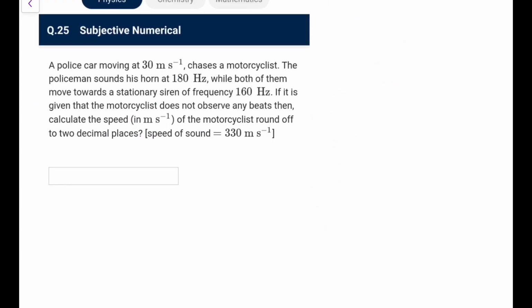Now the last one. A police car at 30 meters per second chases a cyclist, and sounds its horn at 180 while both of them move towards a stationary siren of frequency 160. It is given that the motorcyclist doesn't observe any beats, that means for him the frequency of this and this will be the same. So what would it be for 160? 160 will appear as f, because he is the observer and is going towards it.